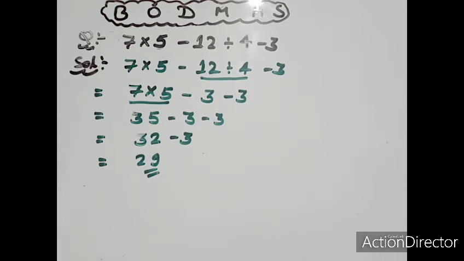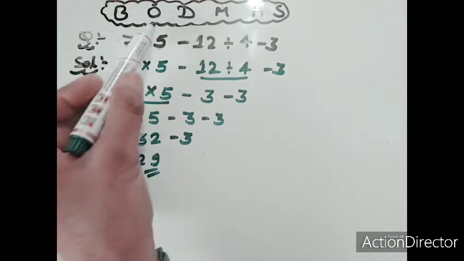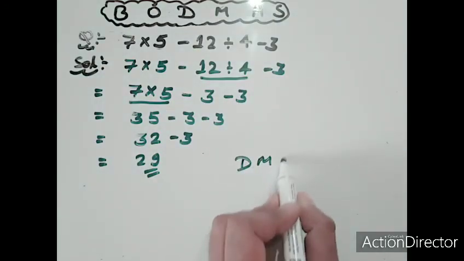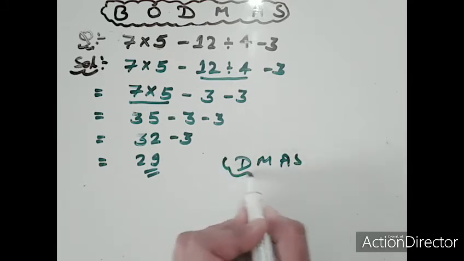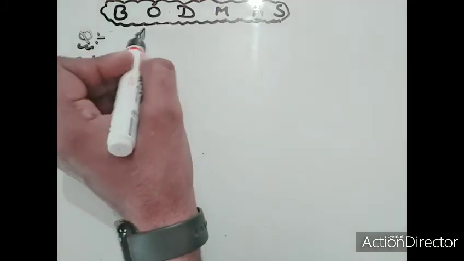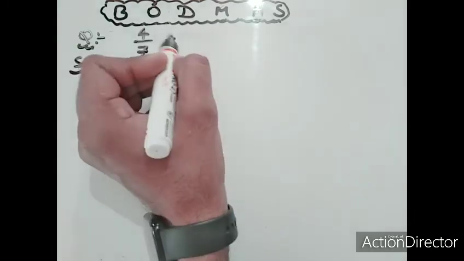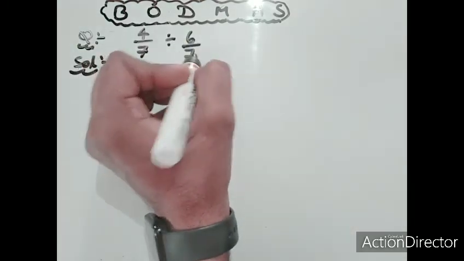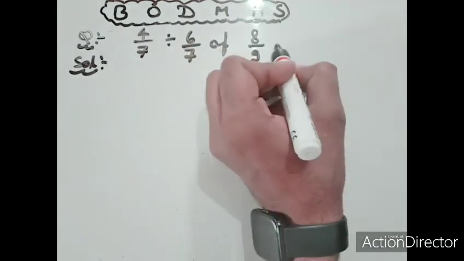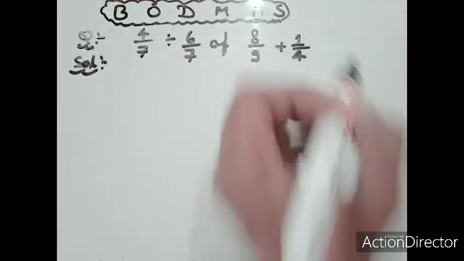So basically students, if you follow this sequence, BODMAS or DMAS, right? DMAS. So you get the correct answer. Here we solve another question. So here we write 4 upon 7 divided by 6 upon 7 of 8 upon 9 plus 1 upon 4.